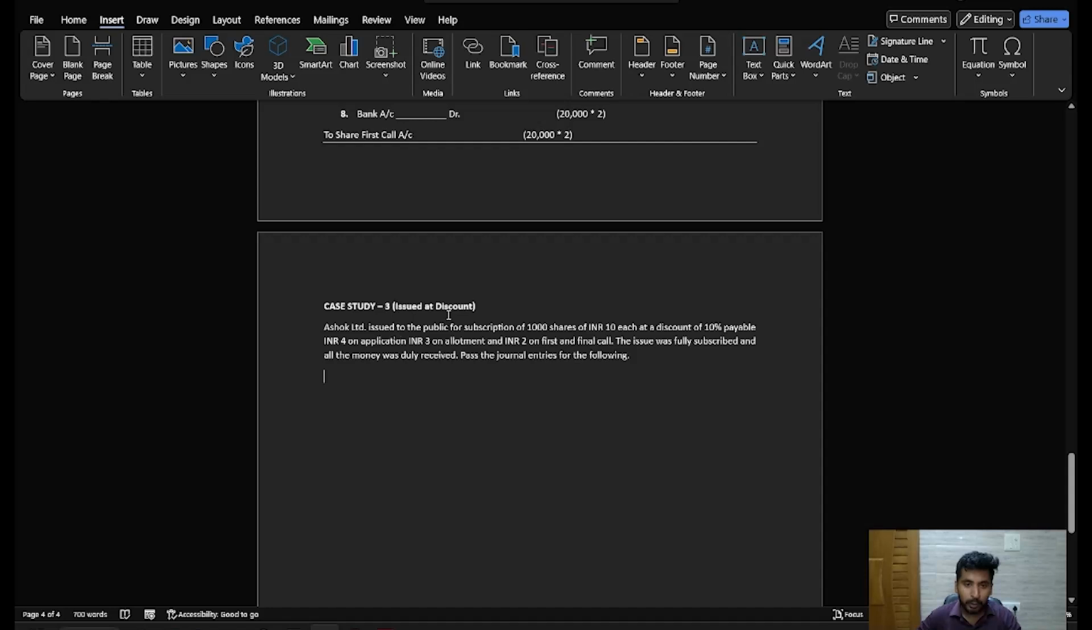Ashok Limited issued to the public for subscription 1000 shares of rupees 10 each at a discount of 10%, payable on application rupees 4, on allotment rupees 3, and on first and final call rupees 2. The issue was fully subscribed and the money was duly received. Pass the journal entries. So basically, we will first calculate the discount. So the first step will be the calculation of the discount.